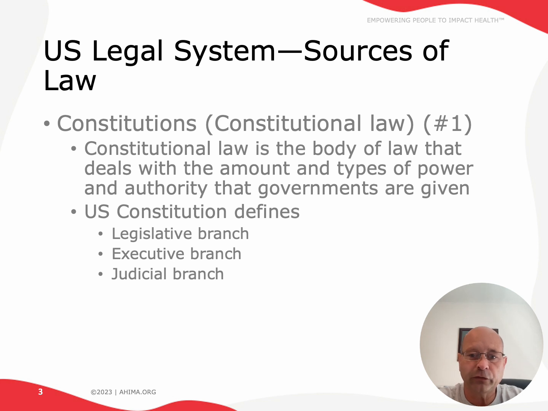The Constitution establishes our three branches of government: the legislative branch, which is Congress; the executive branch, the president and its agencies; and the judicial branch, which interprets laws. The Constitution doesn't explicitly mention healthcare, but many healthcare laws are based on constitutional powers like regulating interstate commerce, which is how we get federal health insurance regulations.